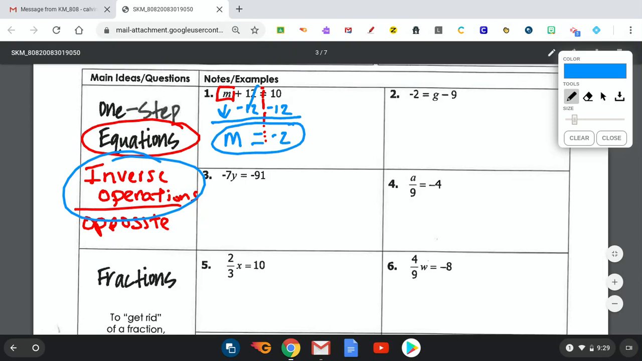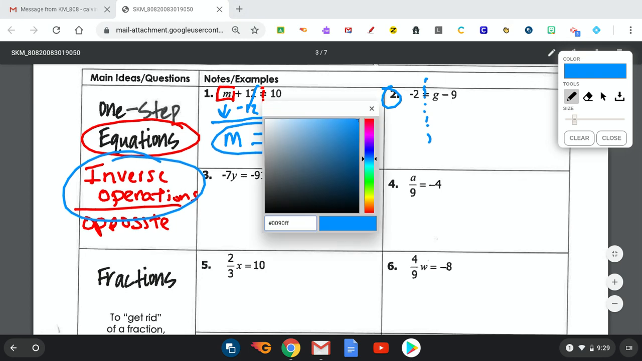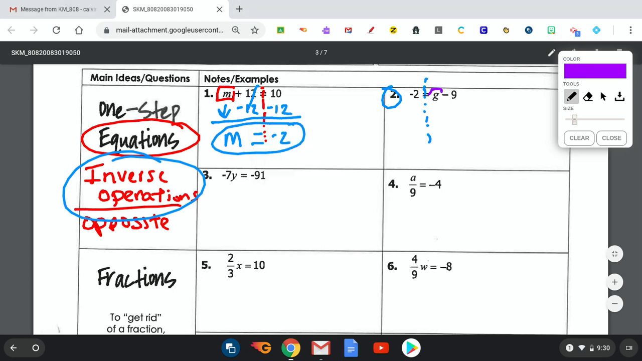Okay? So I'm going to come over here, and I'm going to do the same thing on number 2. First thing I'm going to do is draw my balance line. And then I know that I'm trying to isolate G. So I need to move this negative 9. Again, do the inverse, do the opposite. So this is negative 9, so I'm going to do plus 9. And remember, whatever I do on one side of the equal sign, I've got to do on the other side.